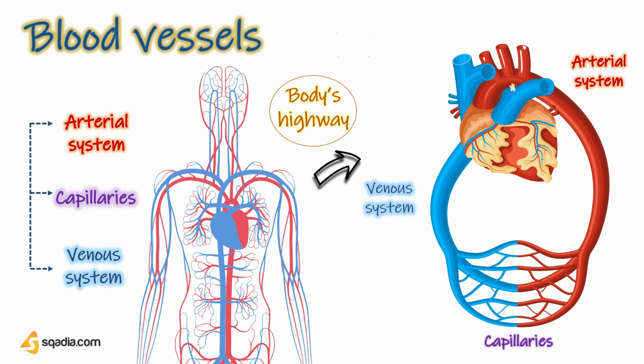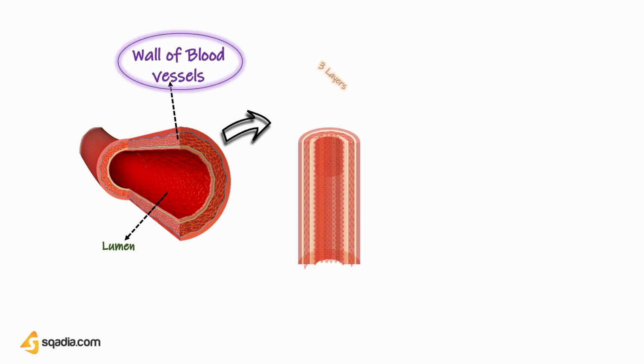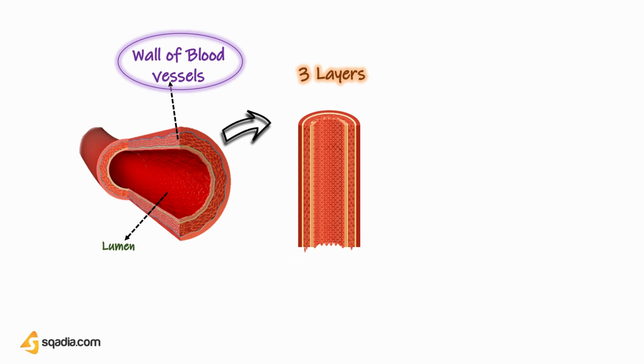Wall of the blood vessels. All these blood vessels contain a hollow area called the lumen through which blood is able to flow. Around the lumen is the wall of the vessel, which may be thin in the case of capillaries or very thick in the case of arteries. The wall of the vessels is composed of 3 layers or tunics.